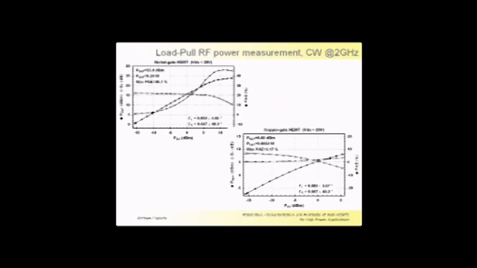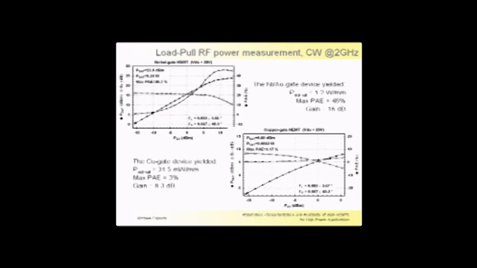And of course, the RF power is way lower for the copper gate. The nickel gate one gave 1.2 watt per millimeter of saturated output power, while the copper gate one gave us only 32 milliwatt per millimeter.